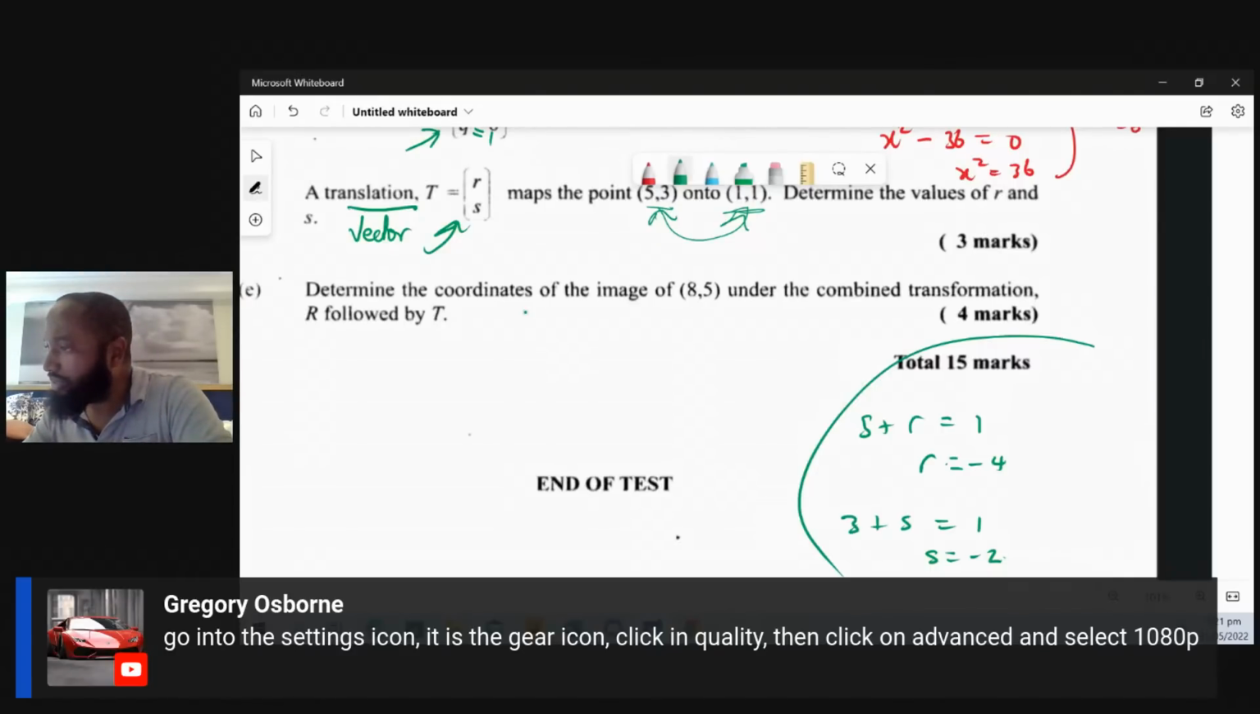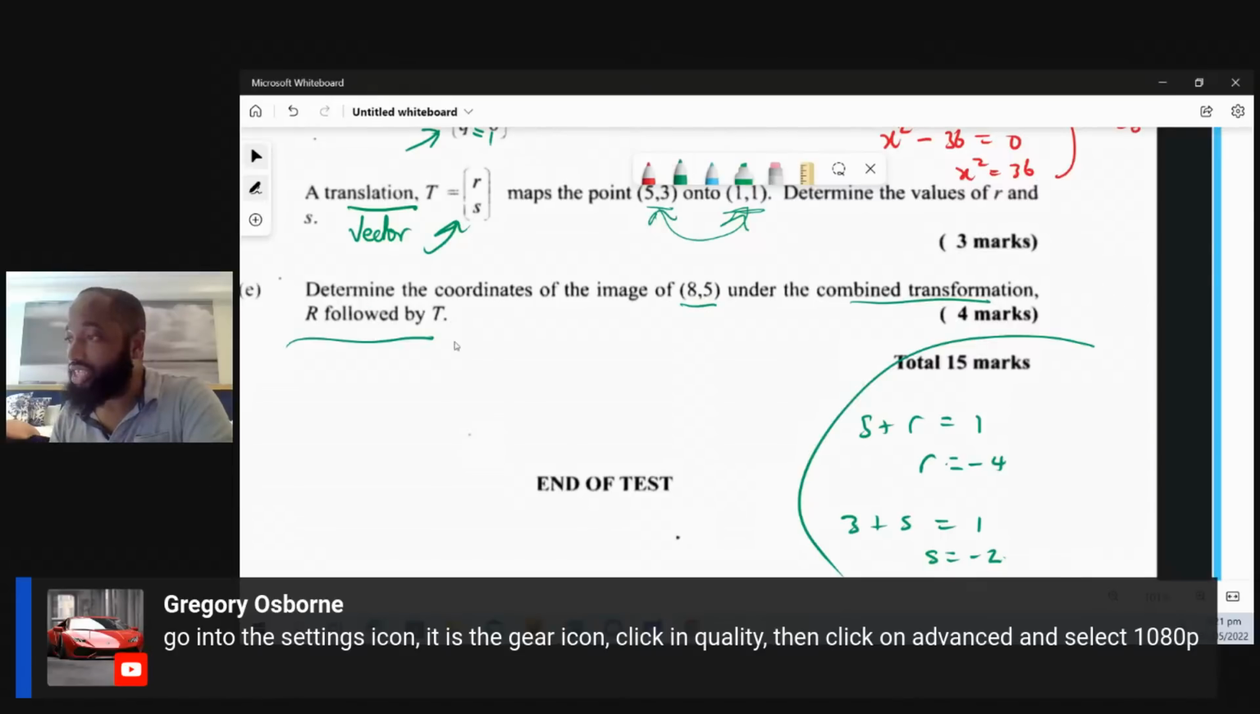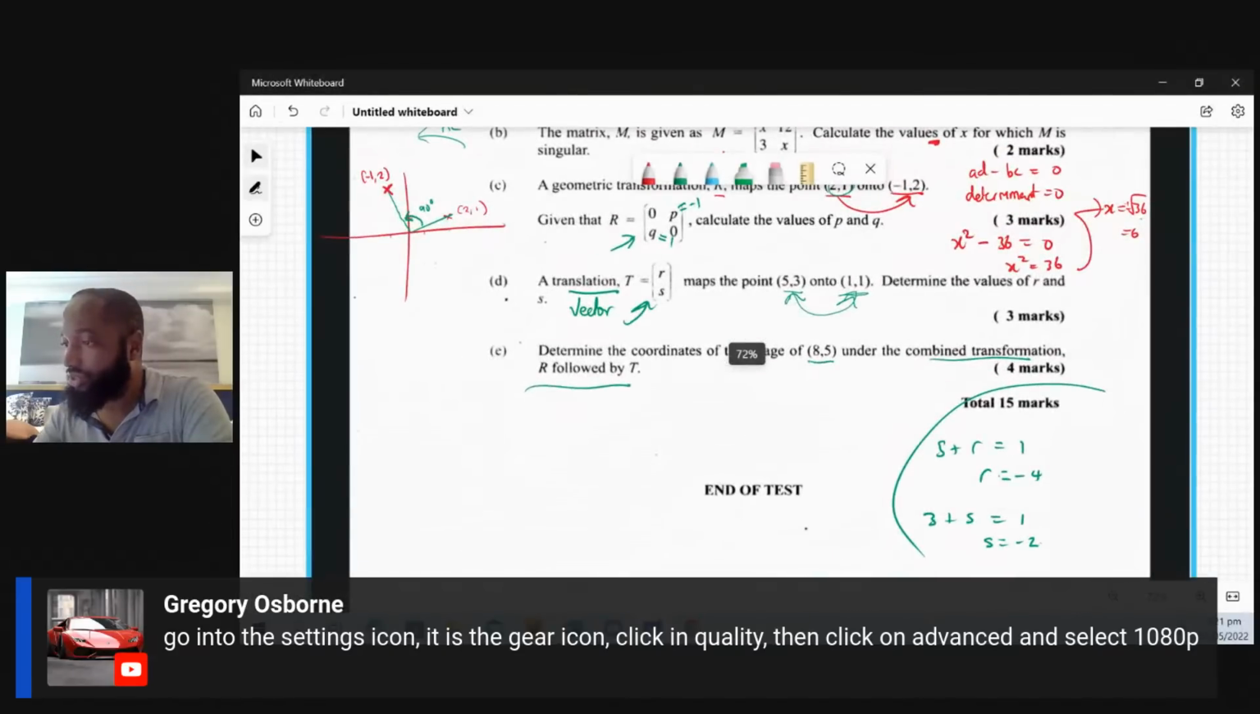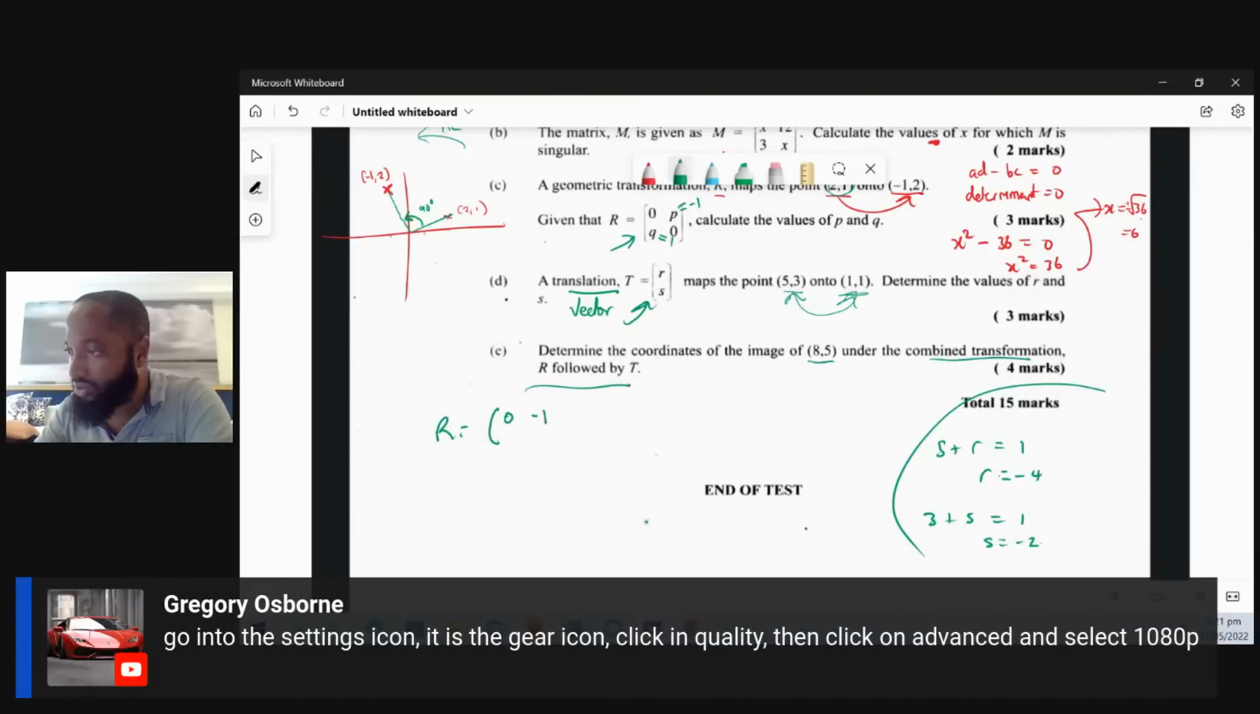Determine the coordinates of the image of (8, 5) under the combined transformation R followed by T. R is a multiplication, the matrix (0, -1; 1, 0). And T is (-4, -2). So when we hit the point with the R, we then hit it with the T.